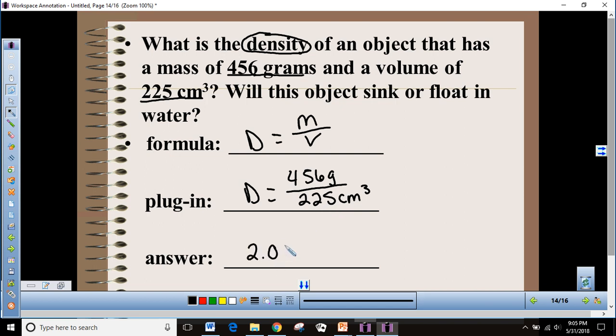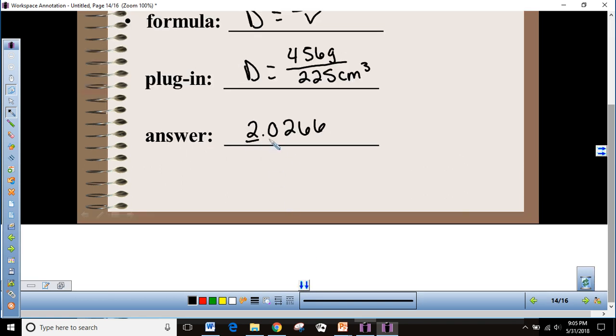So the calculator gives me this and some repeating numbers, but we're going to practice significant digits. This one has 3. That one has 3. We are dividing, so our answer should have 3. So we are going to round to 2.03. And the unit, neither one of these cancel out, so it's going to be grams per centimeter cubed.